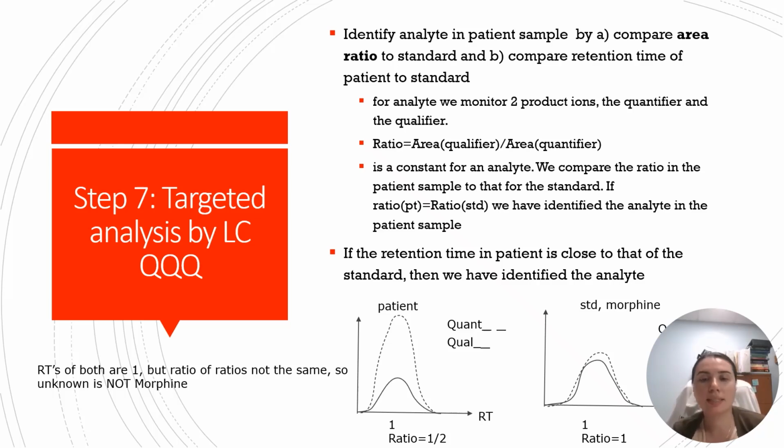And so for instance, in this example, on the right, I have my morphine standard. The qualifier to quantifier ratio is 1 at the retention time of 1. And in my patient, I have a peak at the retention time of 1. However, even though I can see the quantifier and qualifier mass per charge fragments, their ratio is not the same as the one in my standard, and so this is not morphine. This is just an interferent that looks similar to morphine.